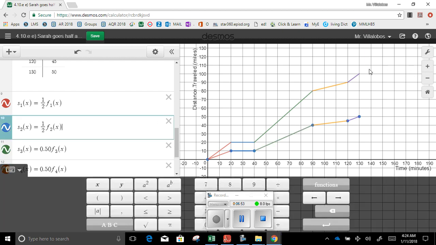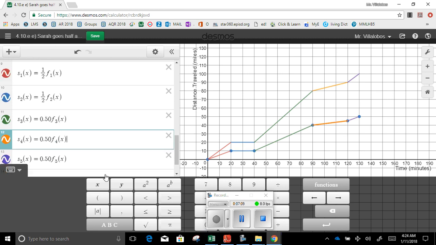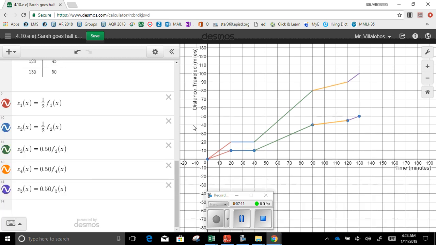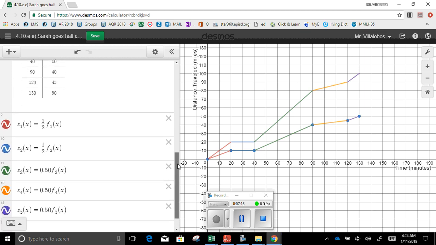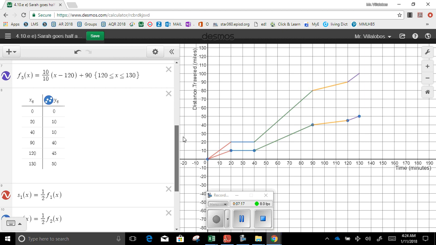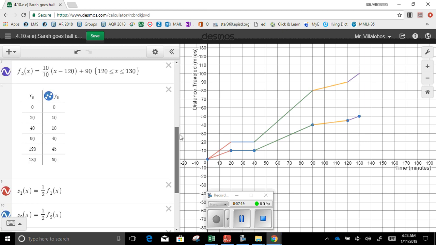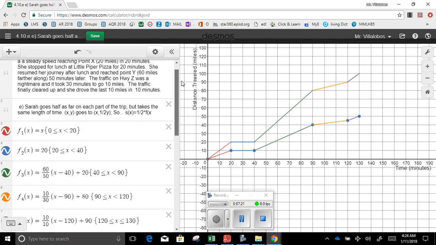There it is. The new graph showing that Sarah traveled half the distance as before in the same time. There are the functions, and there's the table based on the original functions.